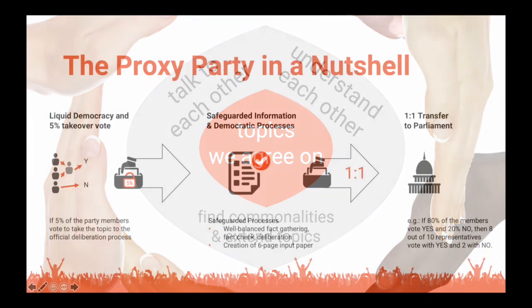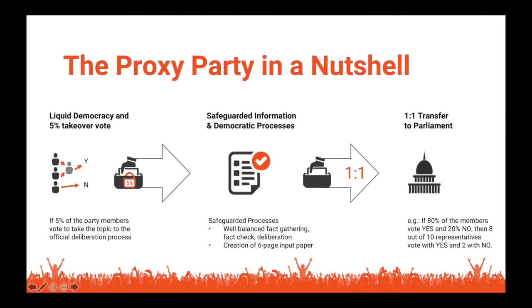Let me shortly repeat the 3 pillars of the idea of the proxy party. First, the proxy party is a grassroots democratic political party. For efficiency reasons, it chooses to delegate the decision power to its representatives by default, but the members always have the option to take on the vote themselves with a 5% takeover vote. Second, when the members decide to take the decision into their own hands, an official process of safeguarded information and democratic processes will be triggered: fact research, fact-checking, topic preparation, deliberation, creation of an input paper, member voting. And third, after the decision was taken by the party members, this decision will be transferred one-to-one to Parliament. No voting as a block, just a one-to-one representation of the voting ratios of the members.